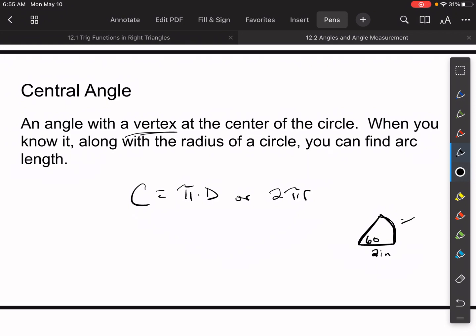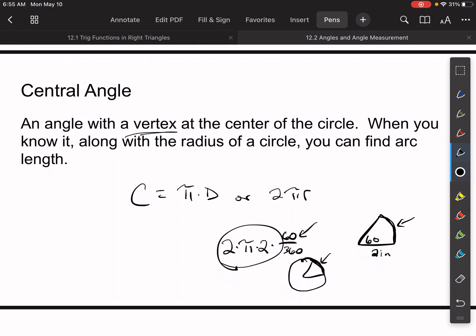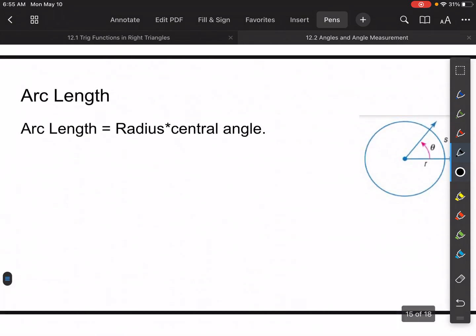If I wanted to know the length of this arc, all I need to do is take 2 times pi, and we did this in geometry, times r, which in this case is 2. We're going to multiply those things out. That would give me the full distance all the way around the circle. I only want this little portion of the circumference. So to get that fraction, you would multiply this by 60 over 360, that part of the circle. So that's using the central angle.